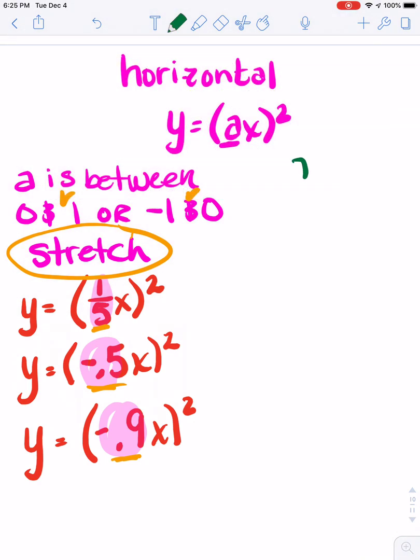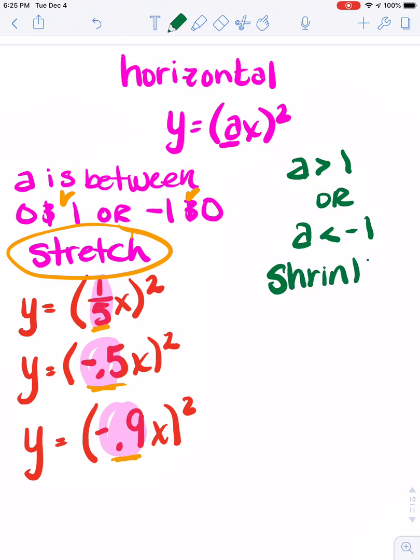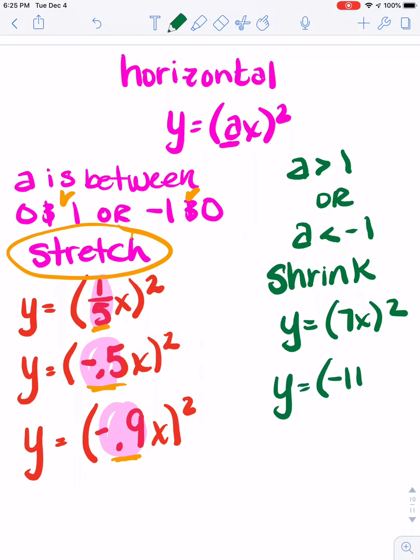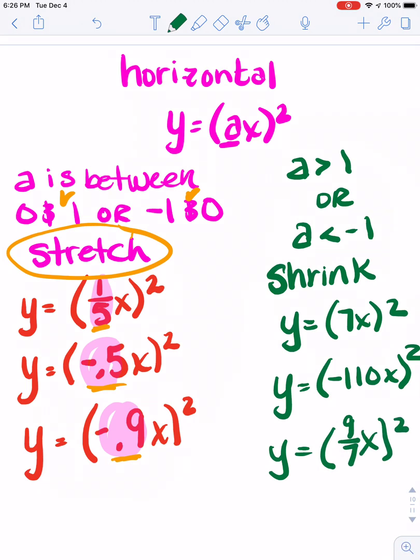Okay, now, if my A value is bigger than 1 or smaller than -1, then it's going to be a shrink. So if I have y equals 7x squared, or I have y equals negative 110x and then squared, or y equals 9 over 7 then x squared.